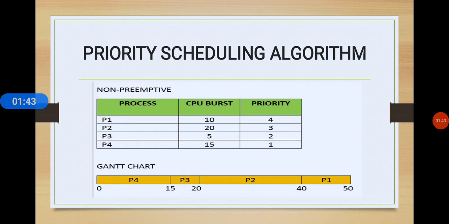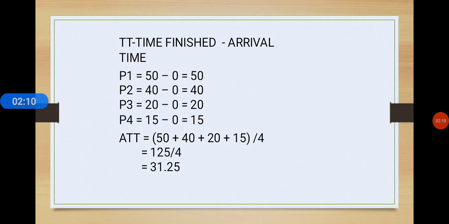And the third one is the P2, which has a CPU burst of 20. Again, add it on P3. So P2 will finish at time 40. And the fourth one is P1, with a CPU burst of 10. Again, add it on P2, which is 40. So P1 will finish at time 50.